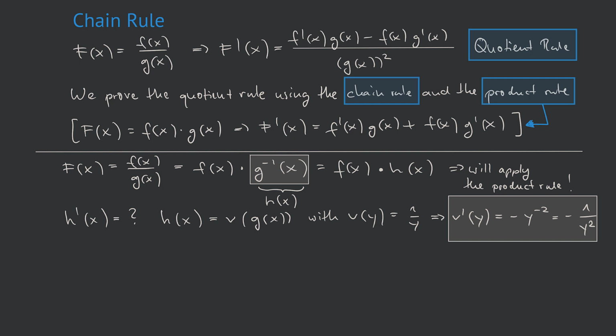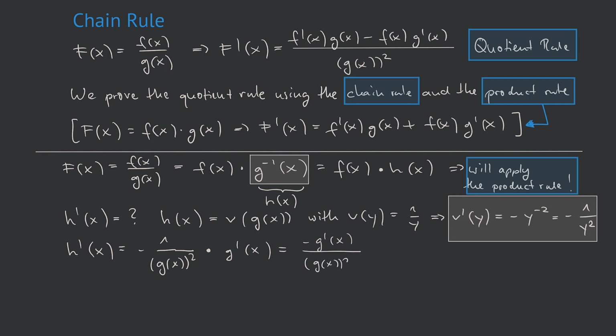Using this derivative of v, we now can write down the derivative of h using the chain rule. Applying the chain rule means we have to start with the derivative of the outer function. The outer function is v. The derivative is -1 over, well, y squared. But we don't use y squared, we plug in g for y, which is the inner function. So we have g of x squared down in the denominator, times the derivative of the inner function. The inner function is g. We just write g prime of x. We can simplify this a little, writing -g prime of x over g of x squared.